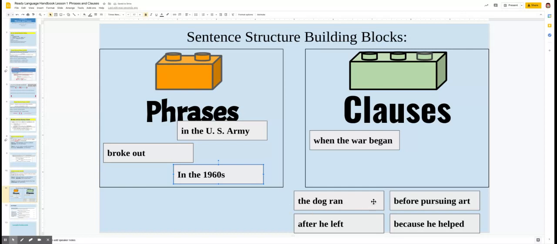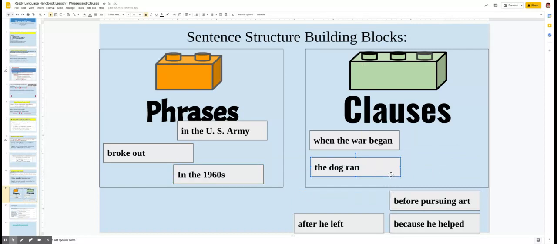What about the dog ran? Does it have a subject and a verb or even both? The dog would be your subject. You'd underline that once, and ran would be your verb. So we're going to drag that up here to the clauses. Now, what kind is it? Do you know?